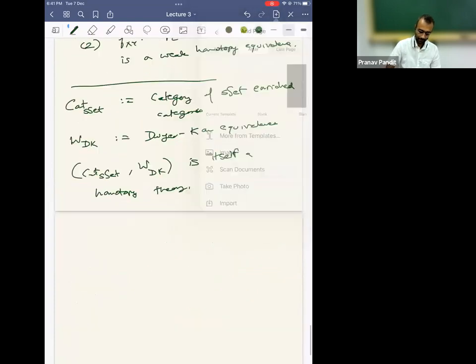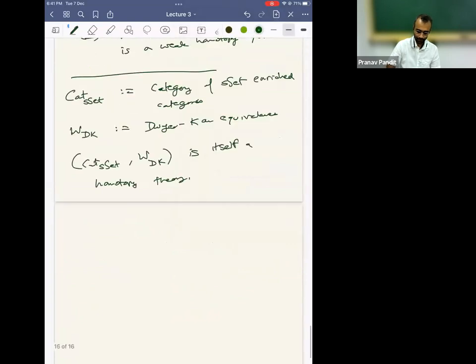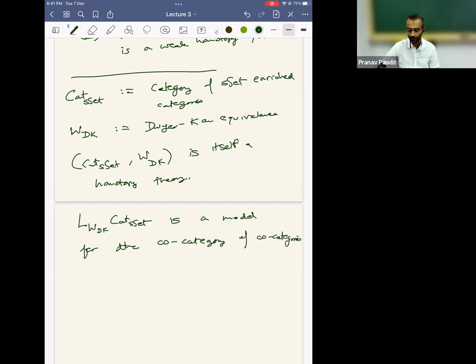And the localization L W_DK of Cat_sSet is therefore itself a simplicially enriched category, a model for the infinity category of infinity categories. So what do infinity categories form? They naturally themselves form an infinity category.